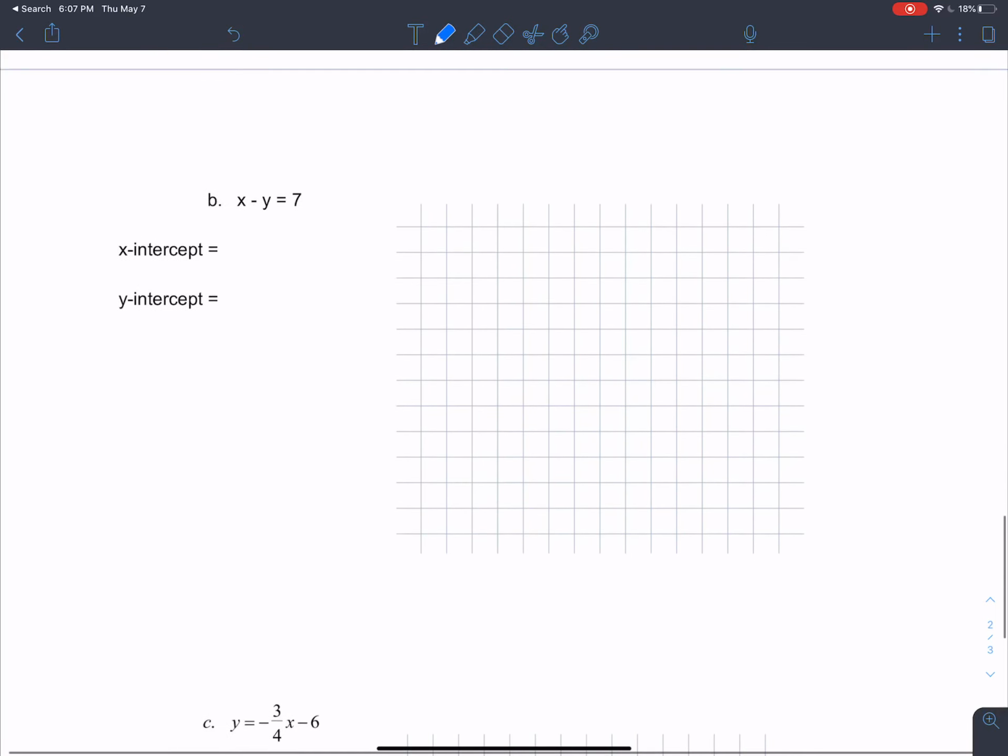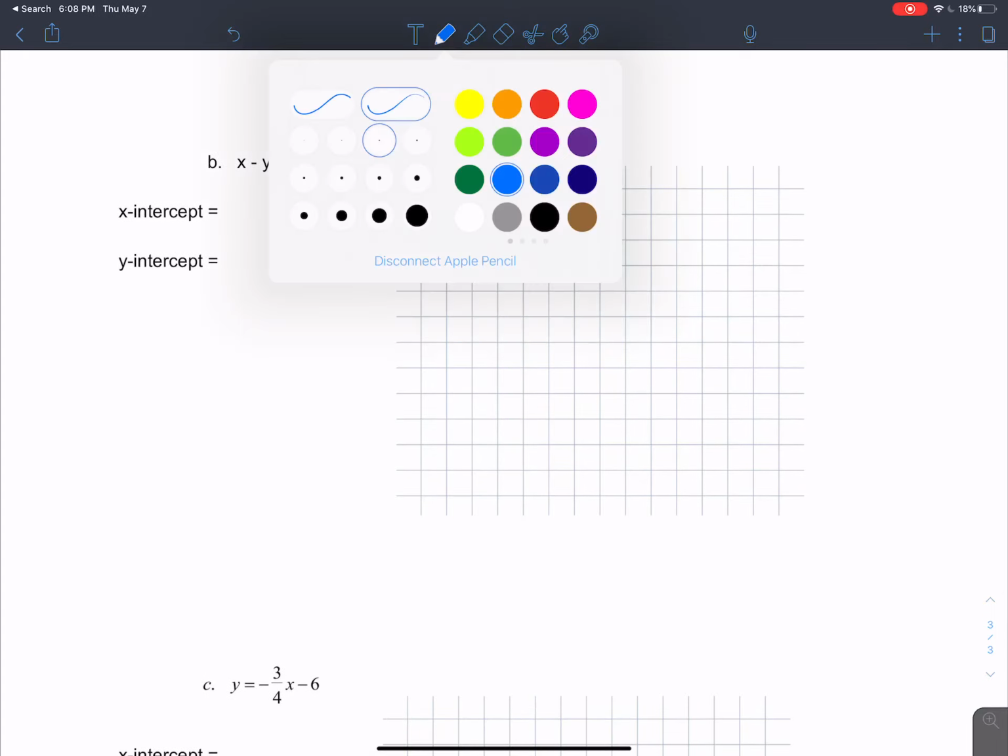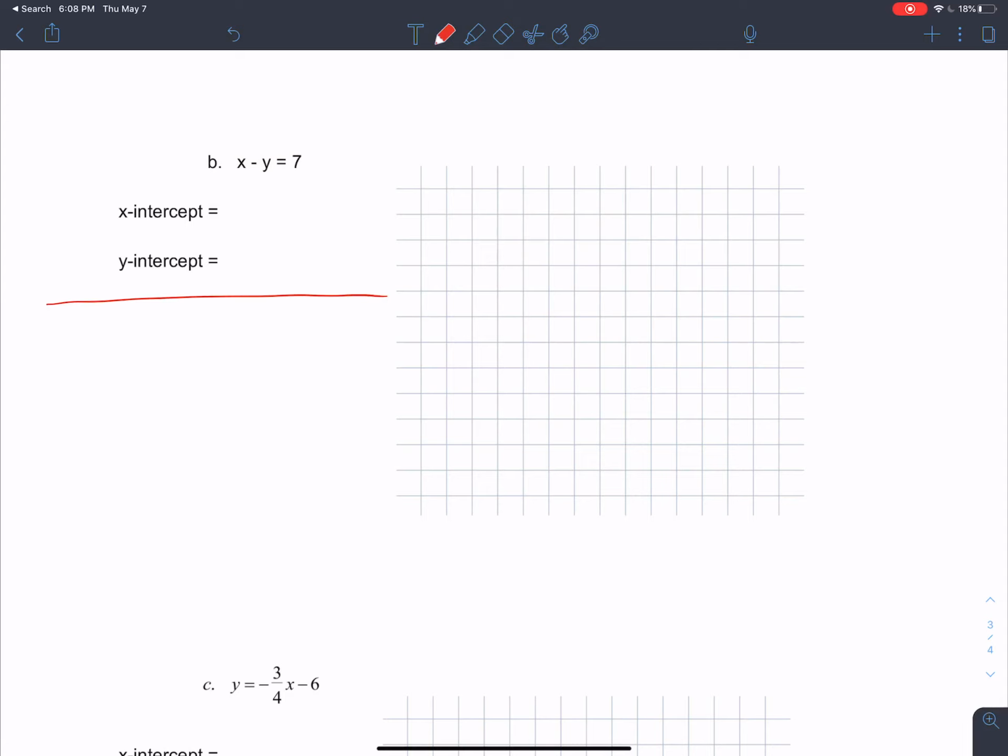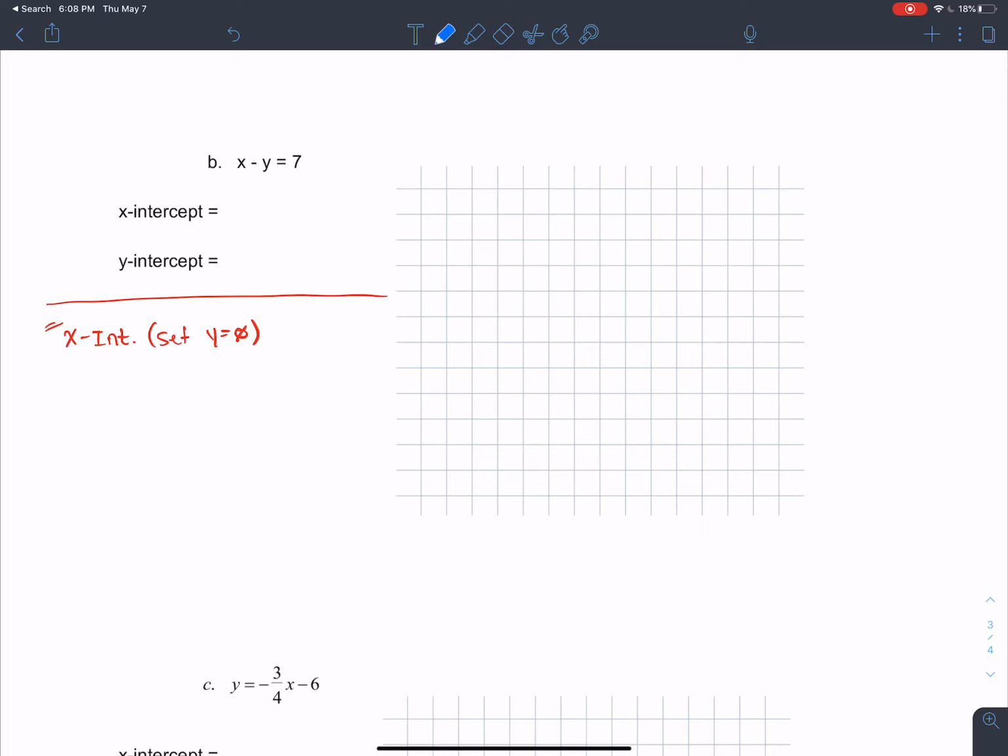All right, let's look at B. So we have x minus y equals 7. This one's super nice because there's actually little work that we need to do to solve this. So let's separate this out, and we'll start with the x-intercept. Set y equal to 0. And what do we get? Well, x minus, open up a bracket, 0 equals 7. Well, what do we have? X equals 7, since minus 0 is 0. Done. So our x-intercept is 7, 0.